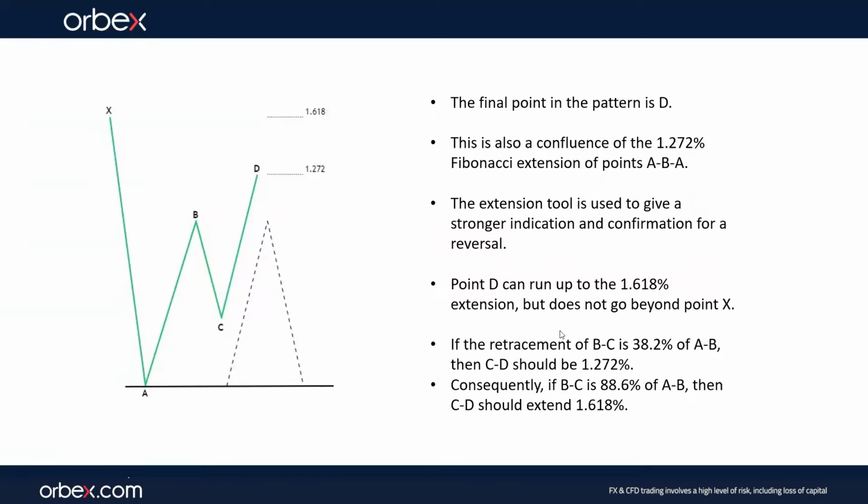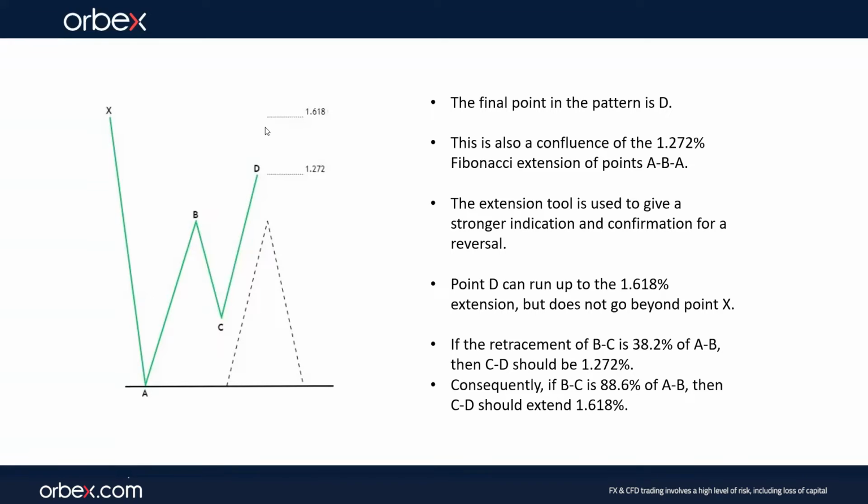Point D, however, can run up to the 1.618, but does not go beyond point X, which is very, very important. So as we saw on the original Gartley pattern, this point D does not run higher and go above point X. It can probably just go a little bit higher here, but the 1.618 is the terminal point where it will not go above.